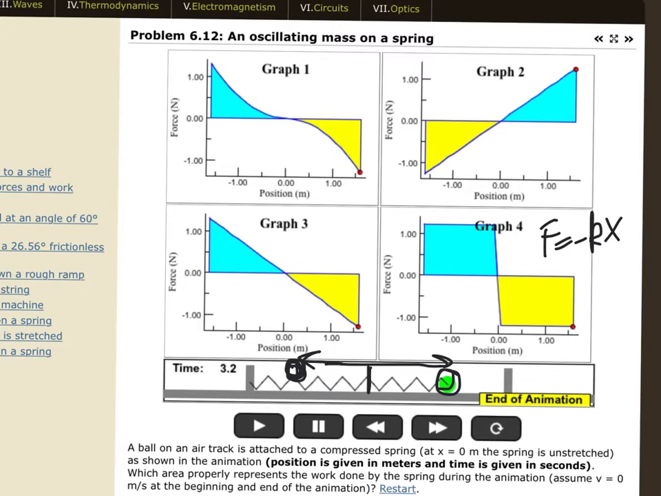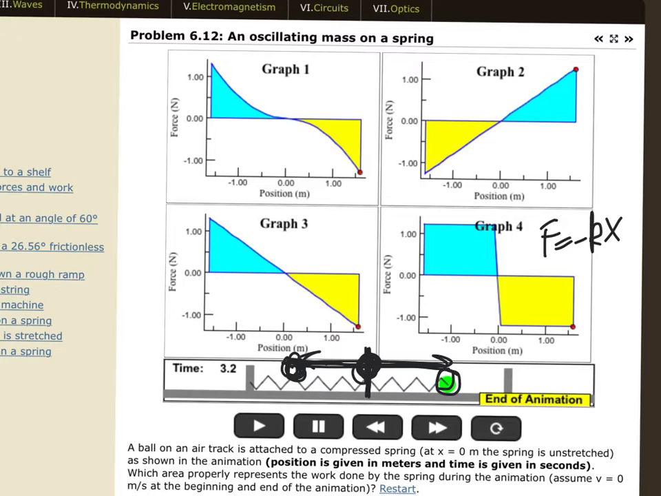So the acceleration's maximum. And where the force is 0 in the middle, where the spring force is 0, it's actually going to be instantaneously 0. That's the relaxed position. If we just let it go to its relaxed position, it would be there. But you compress it here and then it oscillates back and forth.